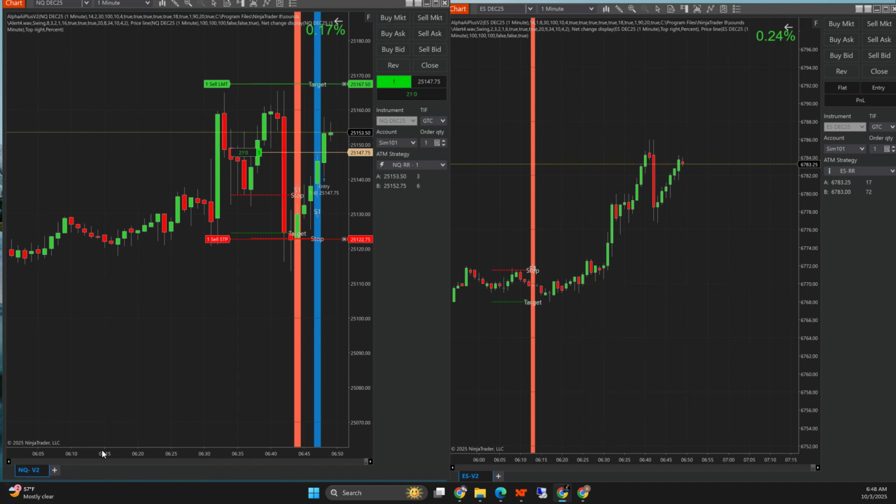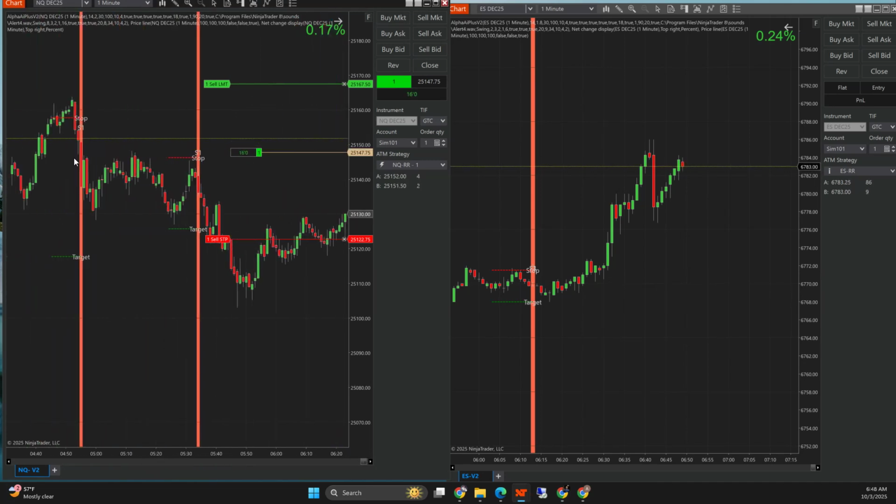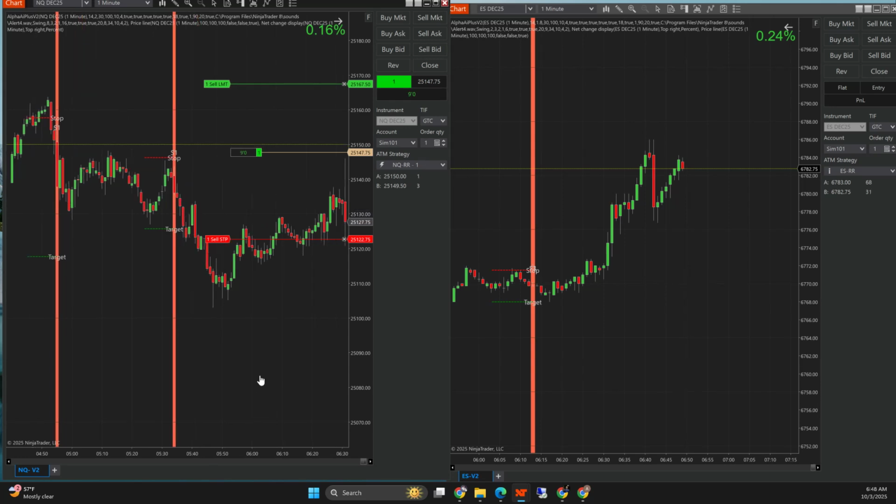And again, this morning we have a very nice trade happening here. This one, 2 to 1 here. Two very nice trades in the morning happening here.